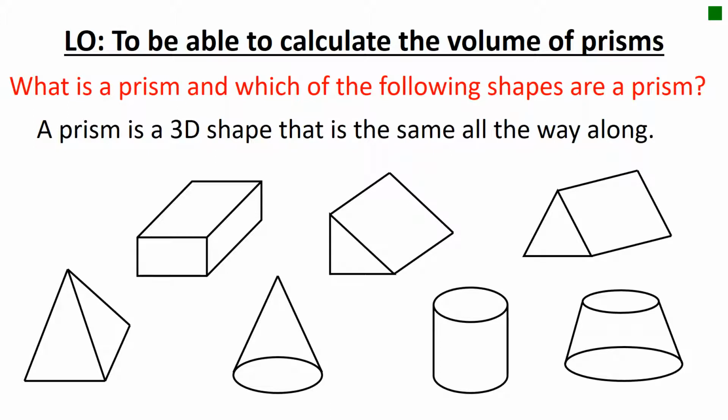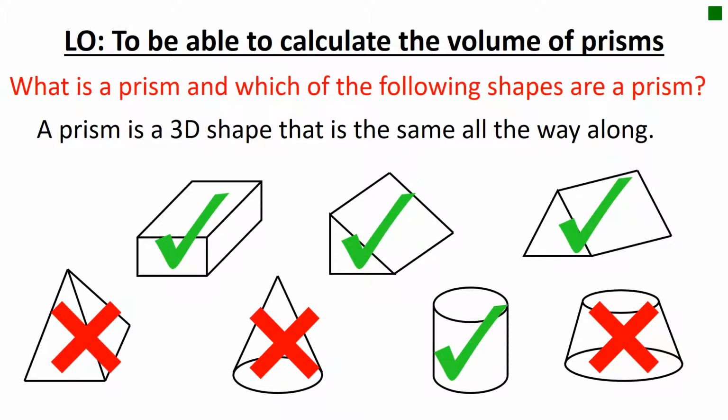A prism is a 3D shape that is the same all the way along. So looking at these shapes, we have 4 prisms and we have 2 pyramids because they meet at a point, and also if we look at the other shape, we can see that the circle on the top is not the same size as the circle that it started as.